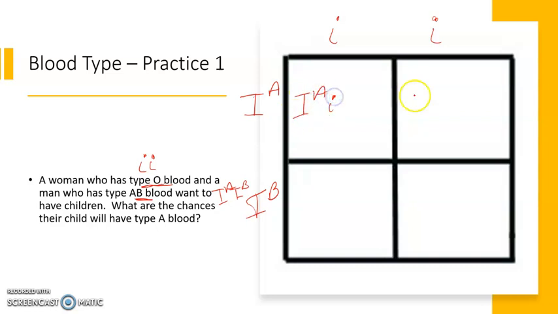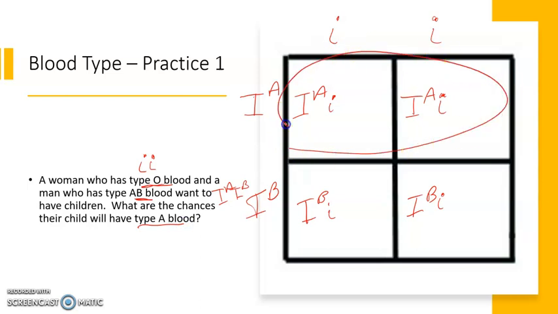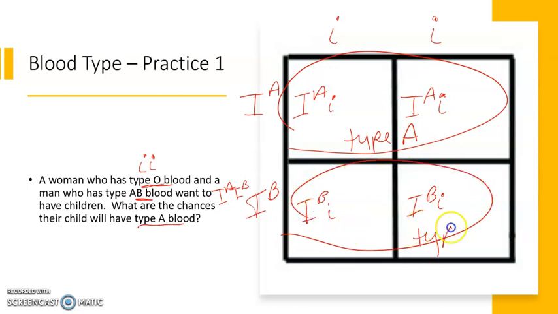I^A, little i, I^A, little i, I^B, little i, I^B, little i. So, chances their child will have type A blood? These would be type A blood, and these would be type B. So it's a 50% chance that their child would have type A blood.